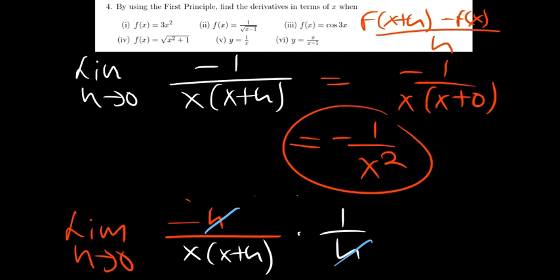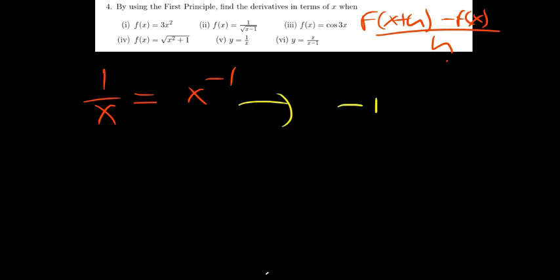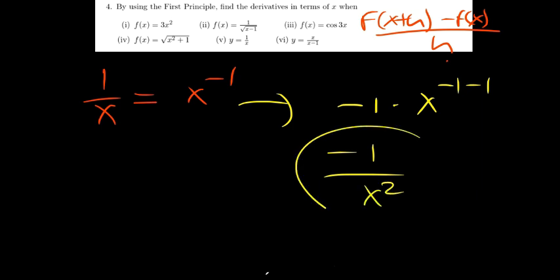And that's basically true if you know how to differentiate 1 over x. 1 over x is as good as x to the power -1. So if you're going to differentiate it, that's going to be -1 multiplied by the x. You reduce the power by 1 to become -2. So you have -1 over x to the power 2.